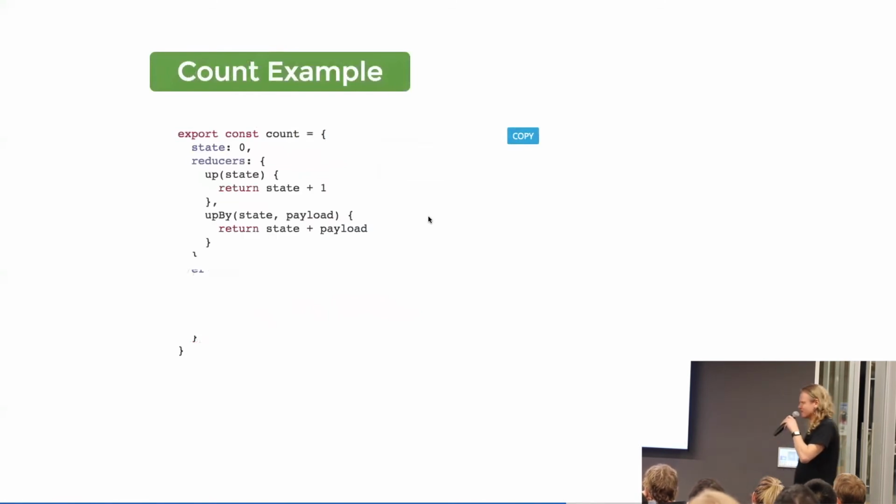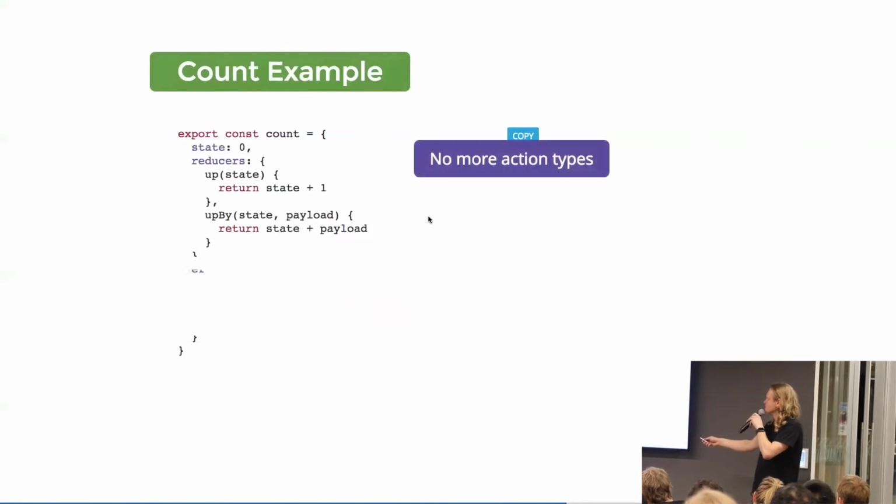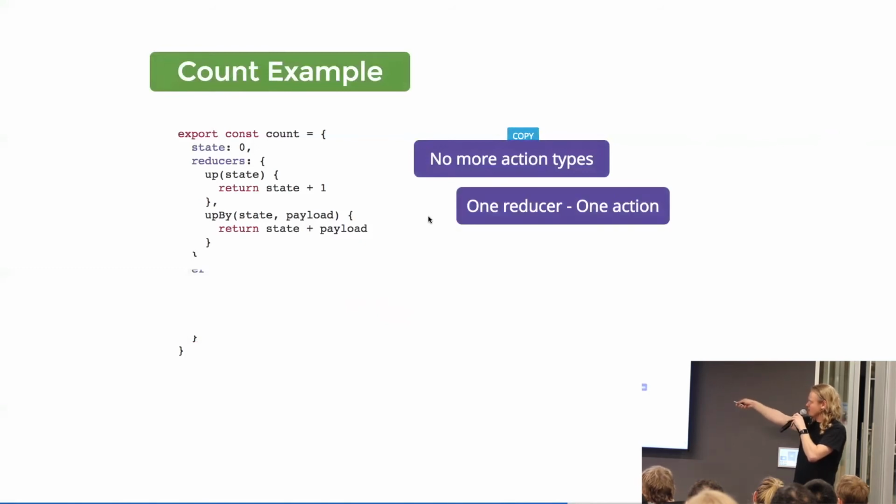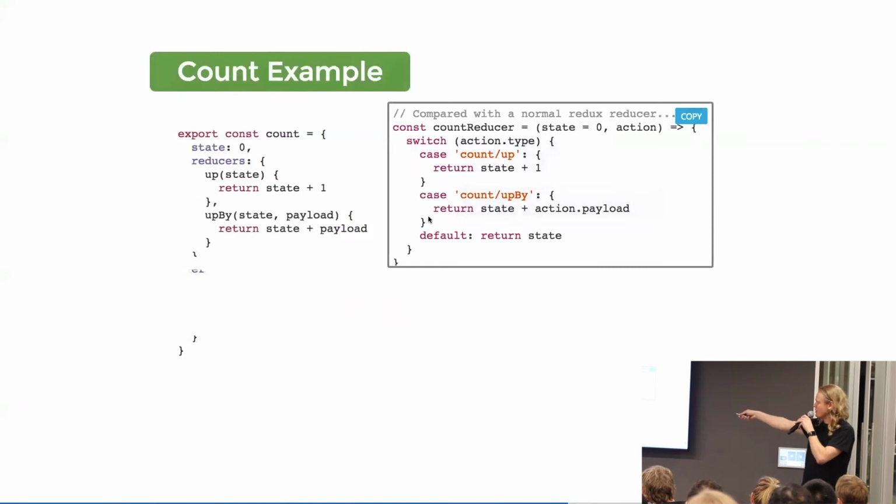So let's put some reducers in to change that state. These reducers look a little bit different than the traditional reducers you've been writing in vanilla Redux out of the box. We've got two reducers. The first one is the simple up reducer, which takes a state and returns plus one. The second one is upBy, so you can specify the amount the counter goes up by, which is the payload. The thing you notice here is there are no action types. What we've done is one reducer for each action. Compared with a normal Redux reducer, we're basically taking out the switch statement and putting each case into its own reducer. Pretty cool stuff.